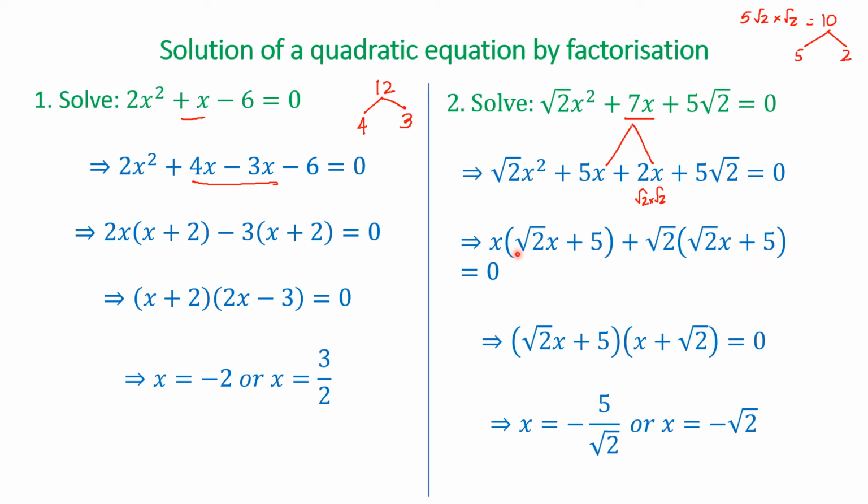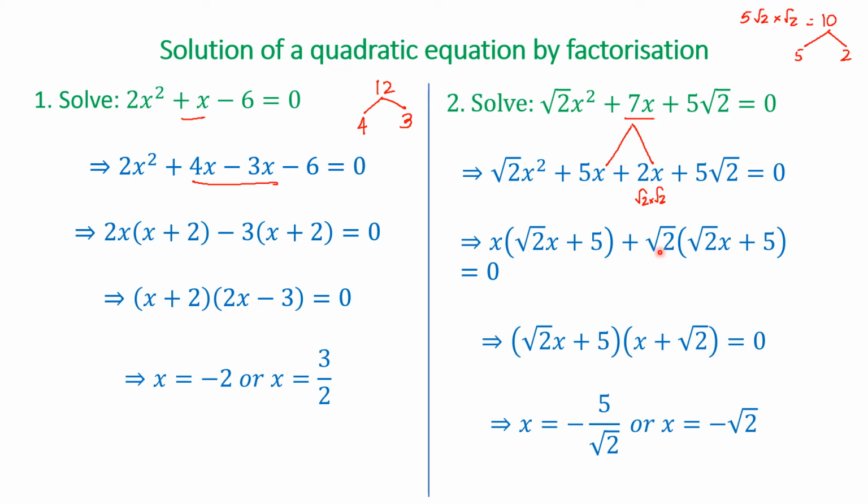Now between these two, you can verify: x into root 2x will give you root 2x squared, x into 5 will give you 5x. Root 2 into root 2x will give you root 2 into root 2, which becomes 2 into x, and root 2 into 5 will give you 5 root 2.